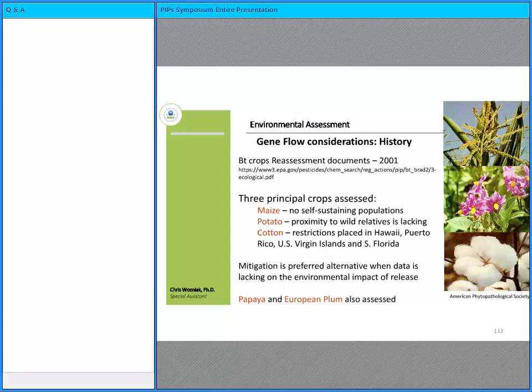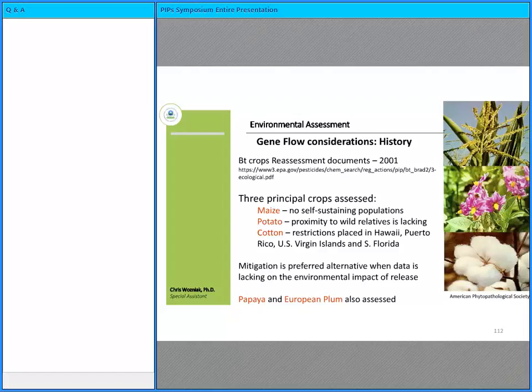Potato was slightly more complicated in the sense that there are some wild relatives out west. Most of them tend to either have ploidy differences or endosperm balance number differences, such that there's a genetic inhibition, if you will, for a successful integration of genes. And on top of that, these wild relatives tend to grow at higher elevations. They're not in areas where you'd see commercial potato cultivation, and they're miles and miles apart from any potential cultivated fields of, at that time, a Bt and virus-resistant potato. So again, largely a non-issue.